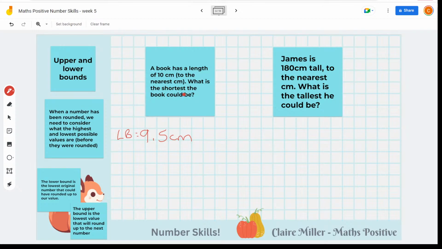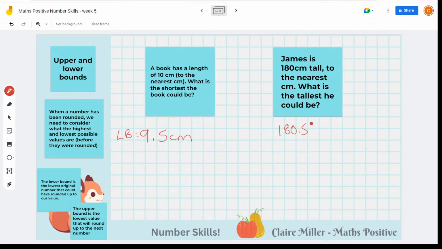If we use the same sort of idea and think about half a unit up and half a unit down from this number we've rounded to. So we're rounding to the nearest centimetre. That means he could have been half a centimetre smaller. That would have rounded up. And he could have been almost half a centimetre taller. Almost. So the tallest he could be is almost 180.5.